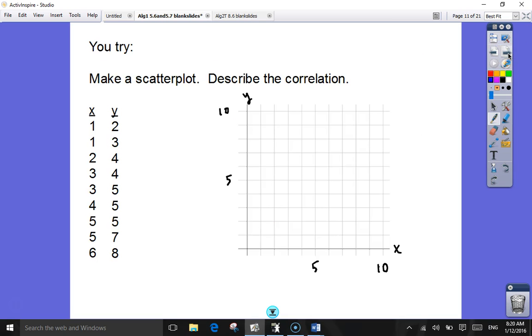So graph those points and see whether it looks like there's a correlation. Does it look like there's a correlation first? Is it positive or negative? Looks like there's a positive correlation. Looks like you get more of one, you get more of the other.